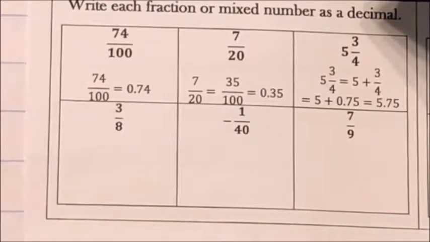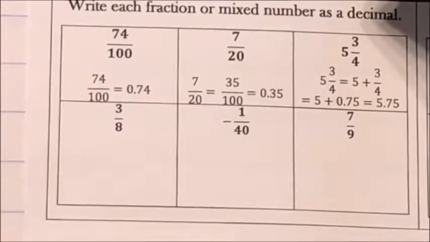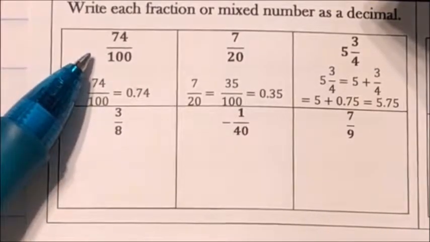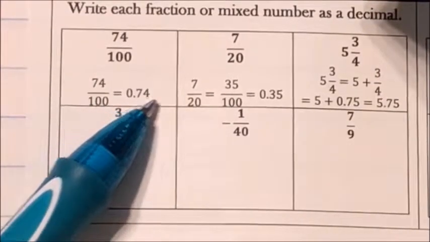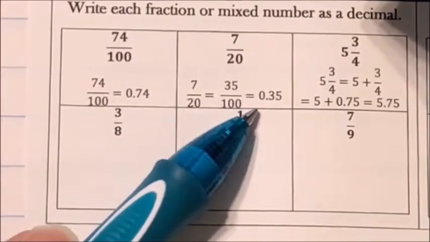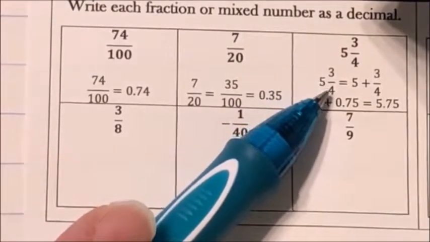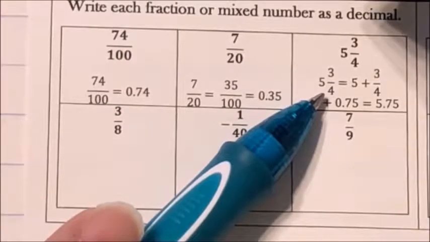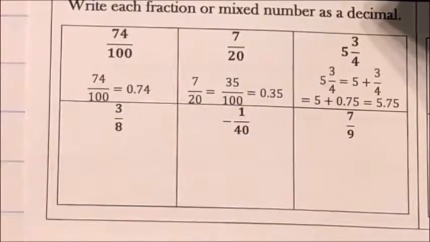So the first thing I have is write each fraction or a mixed number as a decimal. Some of these are already done for you. Okay, so they just give you a couple more examples. So I have 74 over 100, which is pretty easy to write. 7/20ths I change to 100. So I get 0.35. 5 3/4, I can also change 3/4 to hundredths, or 3/4 you can just know as 0.75.